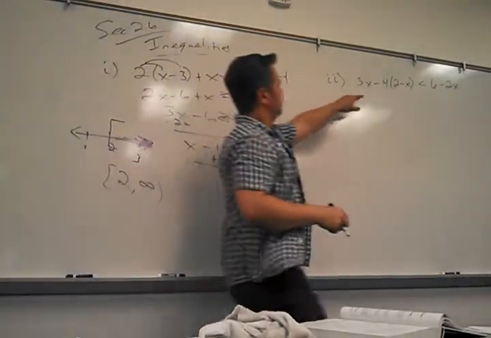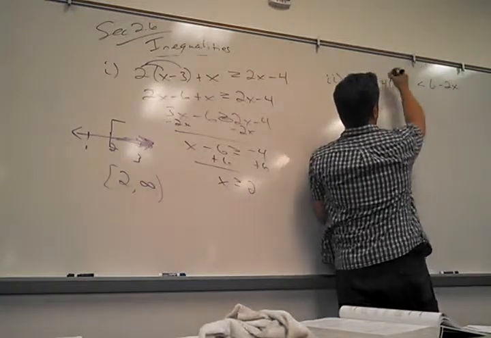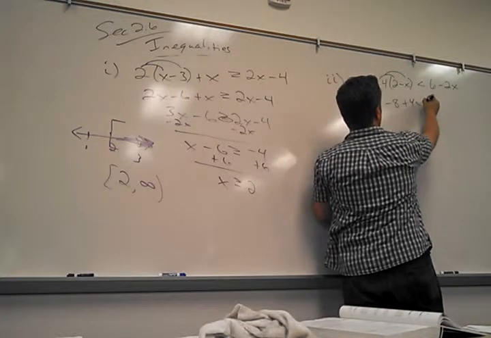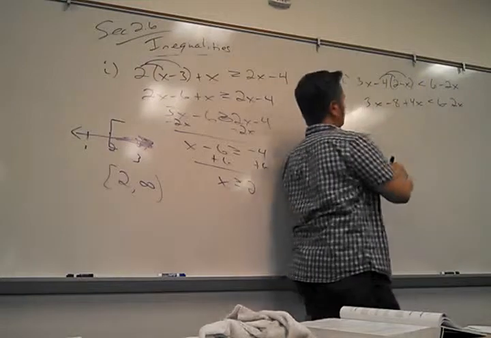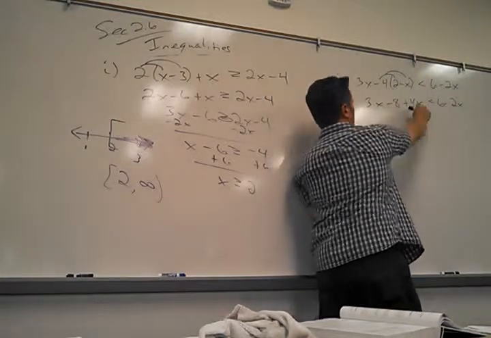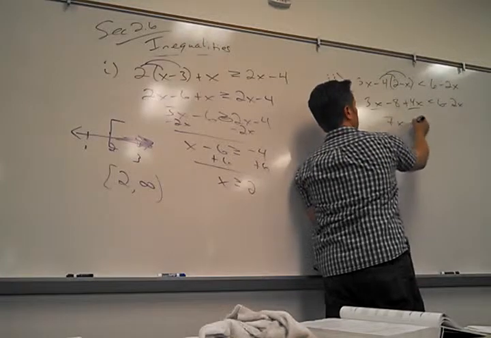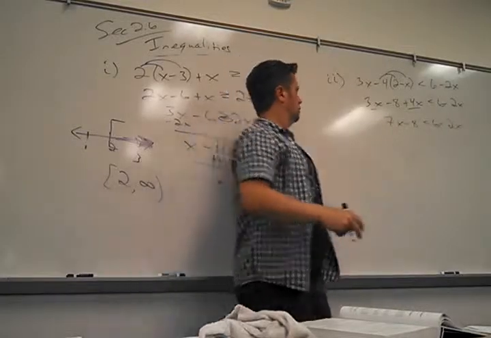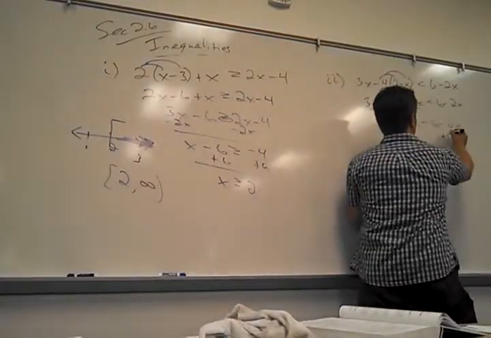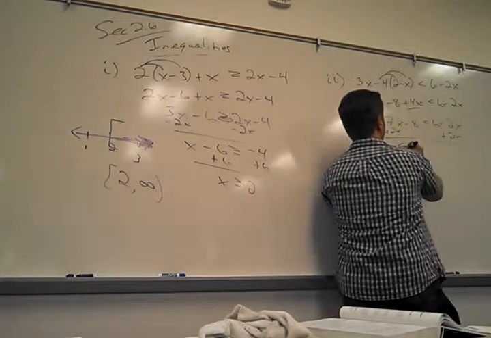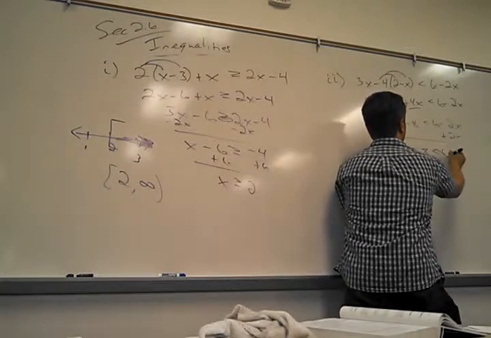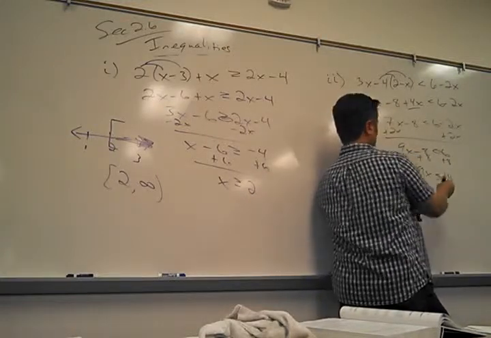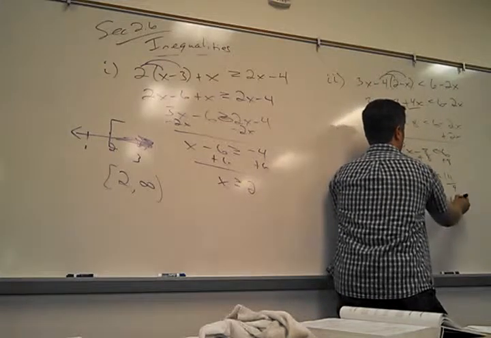So what happens here? What do I do first? Distribute. Plus 4x, good. So now you combine like terms. 7x minus 8, less than 6 minus 2x. And now here's where you just start moving the x's and the numbers. Add 2x. Get 9x minus 8, less than 6. Add 8. 9x less than 14. Divide by 9. x less than 14 ninths.